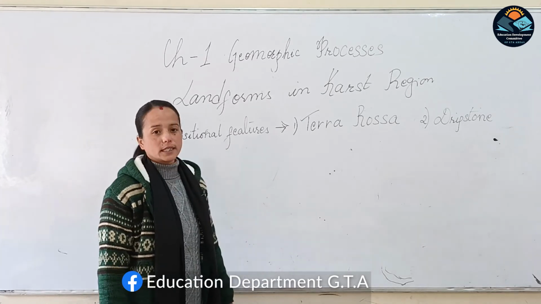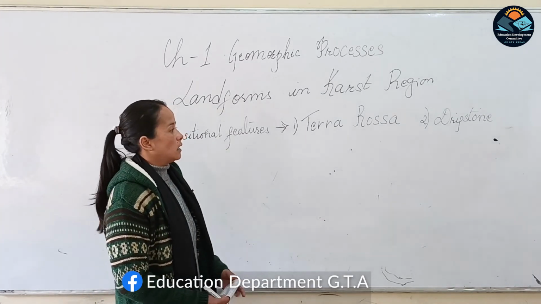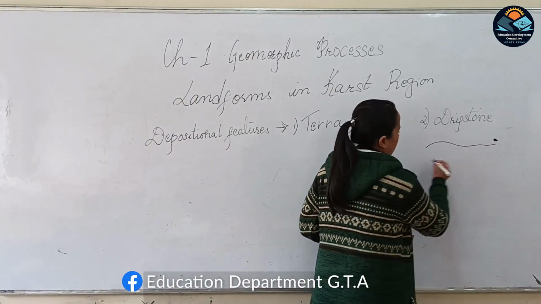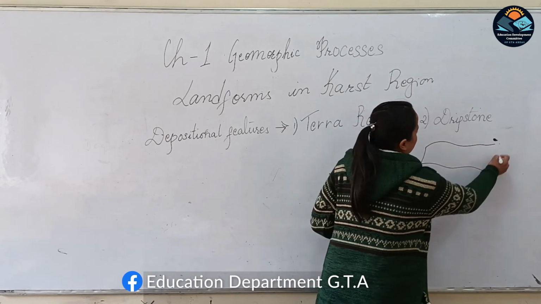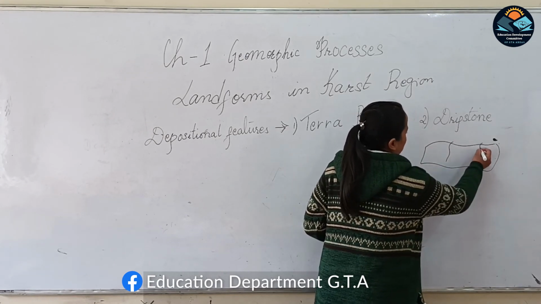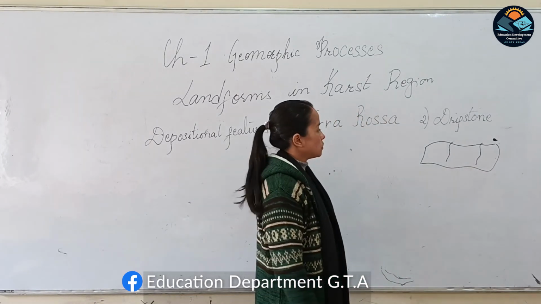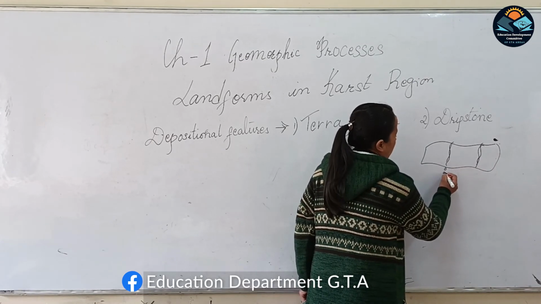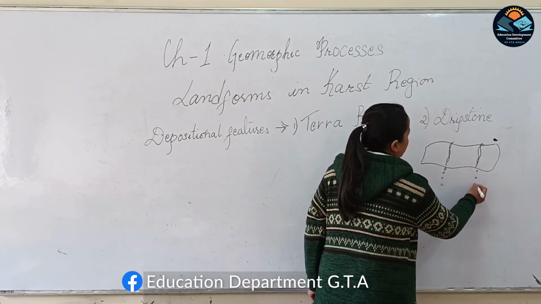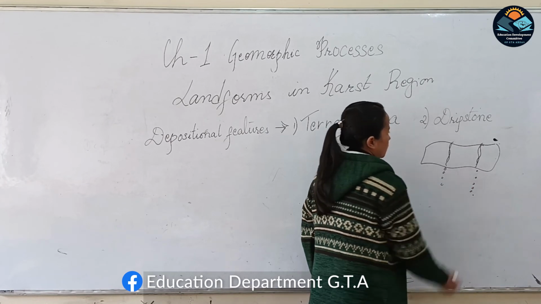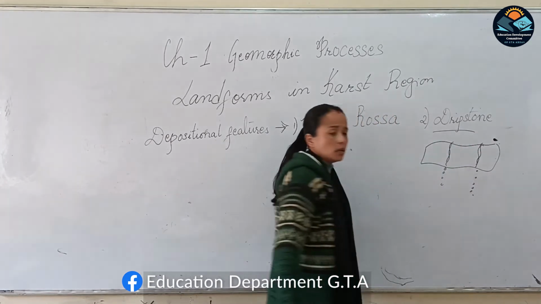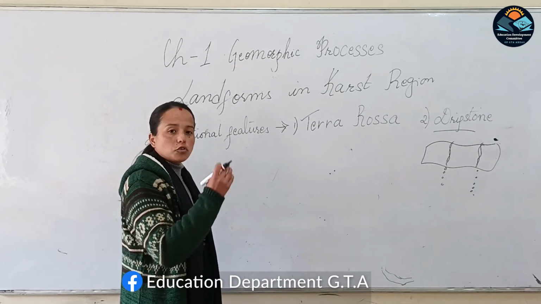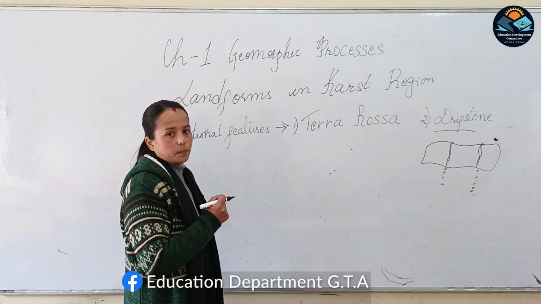Now the next one is the dripstone. Because of the solvent action of the rain in the limestone region, cracks or joints develop in the limestone. Through these cracks and joints, drops of water start to drip. That is known as a dripstone. It is nothing but a stone from which drops of water continuously drip.